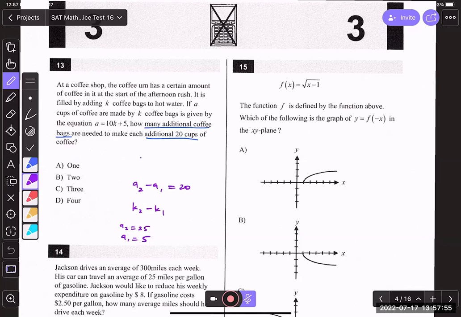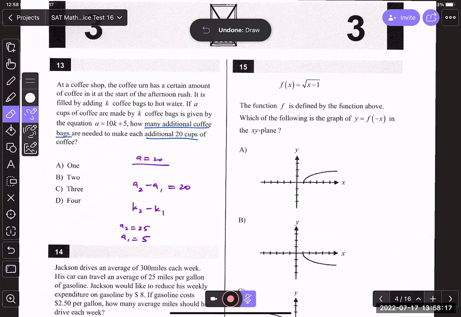Because when I say A is equal to 20, that's not true, because at the very beginning A starts at 5. When K is equal to 0, when I put in 0 extra bags, I already start with 5 cups because there is already some amount of coffee in it, right? So that's why I cannot say A equals 20. I need to find the difference in A rather than A equals 20 directly. Does that make sense?